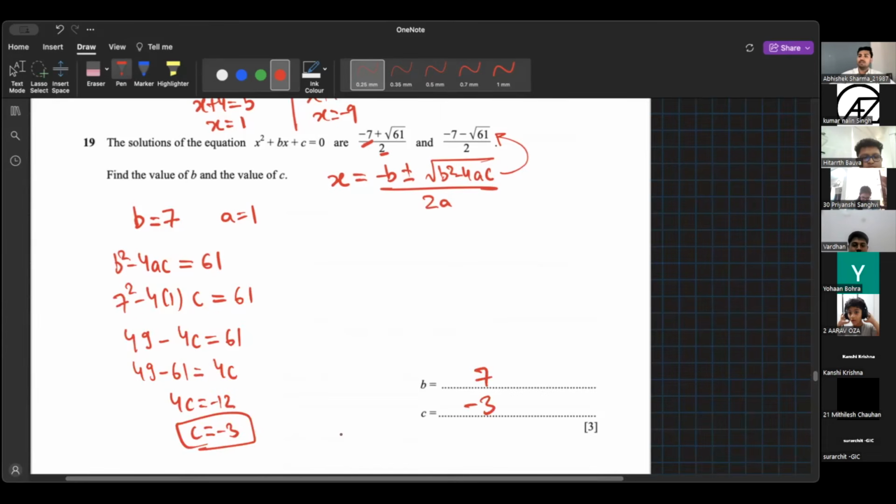Clear? This we again did by comparing the coefficients. Any doubts in this question? No. Anyone? No. Okay.